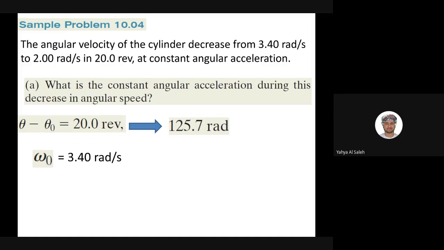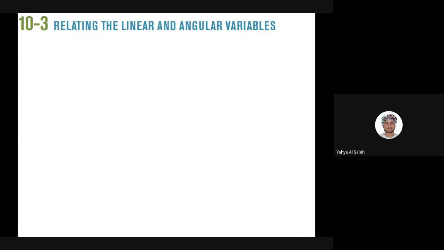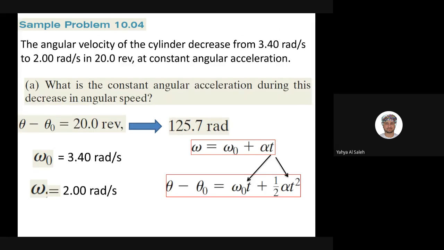Omega naught is 3.4 radians per second. Omega final is 2 radians per second. We use our lovely equation, v equals u plus at. Otherwise, now for rotation, omega equals omega naught plus alpha t. And we also use delta theta equals omega naught t plus half alpha t squared. And we get our answer. No complications.